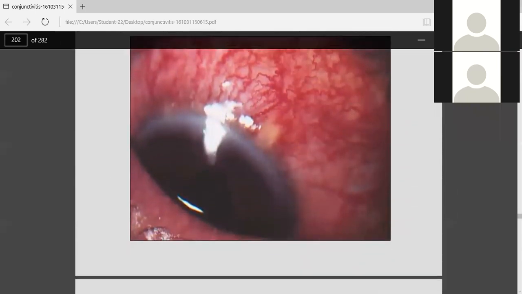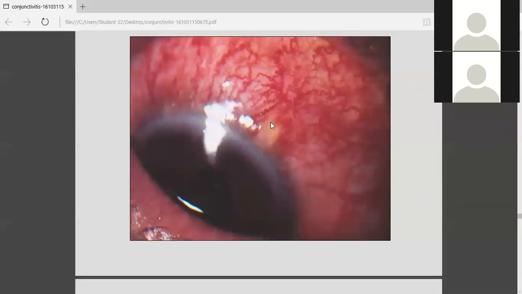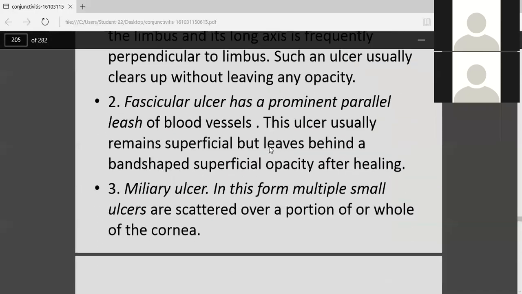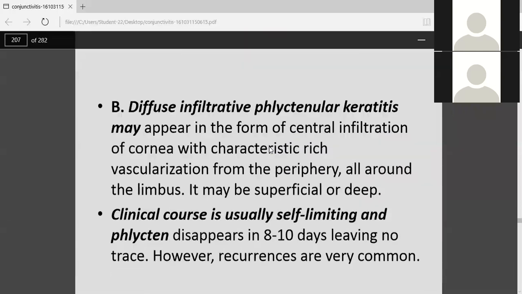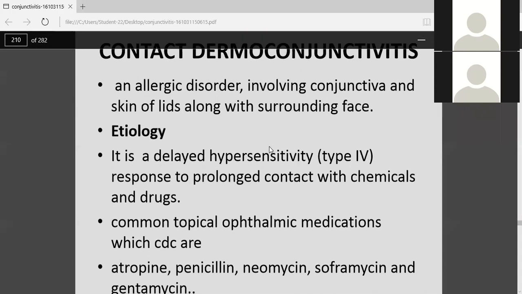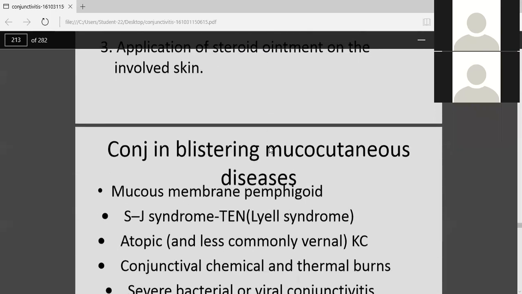Yeah, this is the picture. This is a nodule just near the limbus, a single nodule, not many nodules. The whole conjunctiva is congested, and over here there is just a single big nodule, which is a phlyctenule. This is the phlyctenule, and the conjunctivitis is called phlyctenular conjunctivitis. We don't have to go into the details. This is not a part of the syllabus.